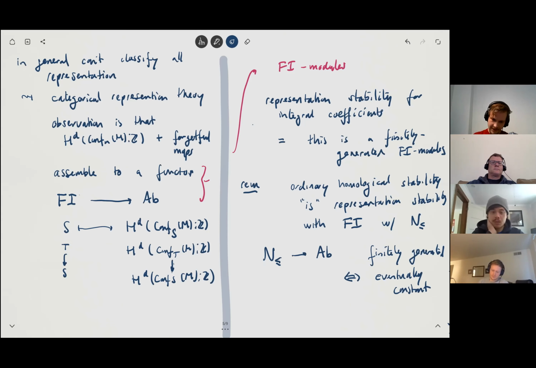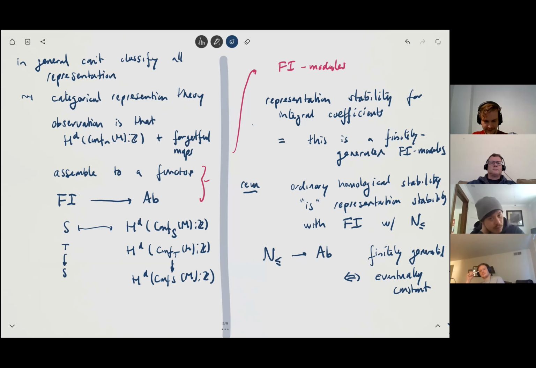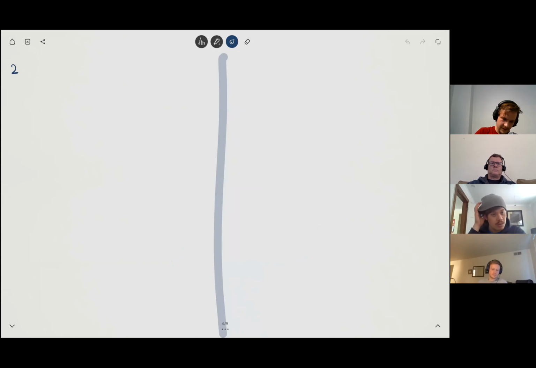Okay. So in the lecture notes, I've included a lot of reference literature about representation stability if you want to learn more about this. So that's one of the two stability phenomena I wanted to talk about. Are there any questions about it? If not, then I'll continue with higher order homological stability.